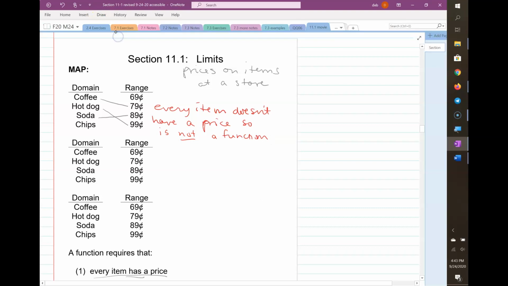Okay, so let's draw another one. Suppose coffee goes to 69 cents and 79 cents. Hot dogs and sodas go to 89 and chips go to 99. Well, the hot dog and the soda being the same price is fine. The clerk will know how much to ring up for each item. But the fact that coffee goes to two prices, completely confusing. So one item has two prices, so not a function.